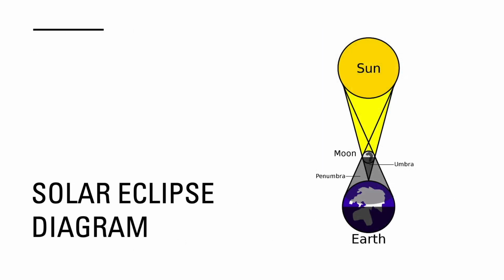So let's take a little look at this solar eclipse diagram. So we can see the moon, the sun, and the earth, and if the observer is in the umbra, they'll be able to experience a total solar eclipse, whereas if the observer is in the penumbra, the sun will appear to only be in a partial solar eclipse.